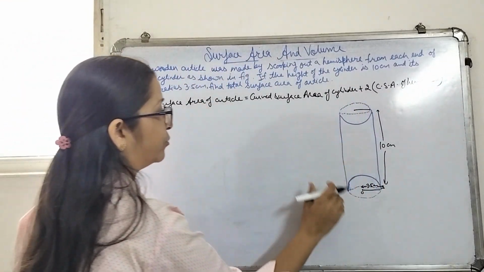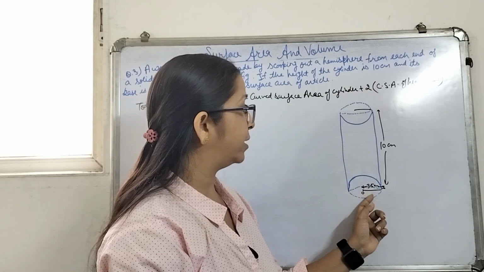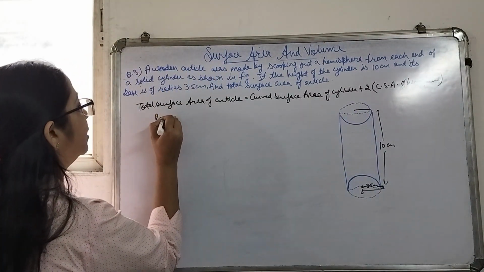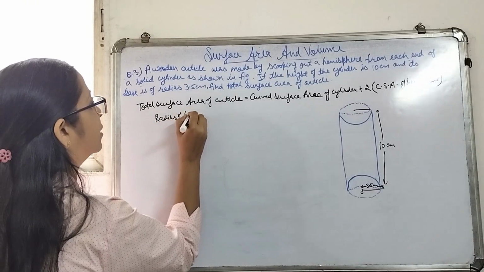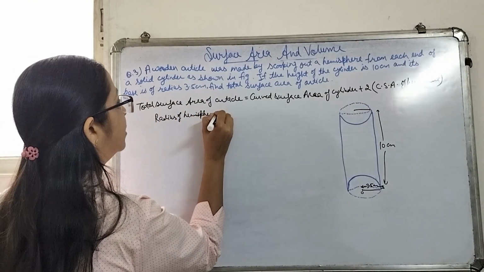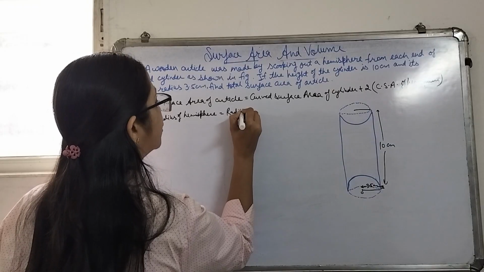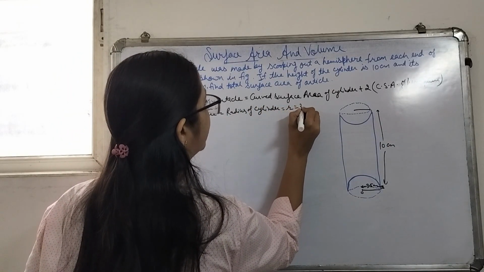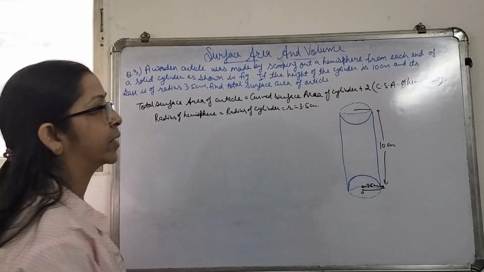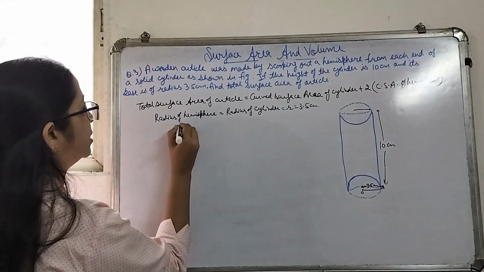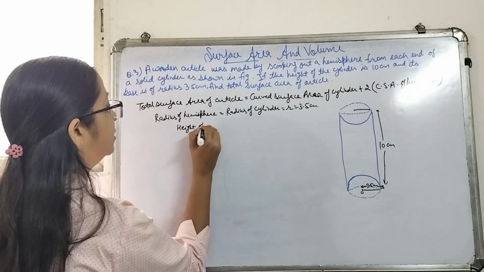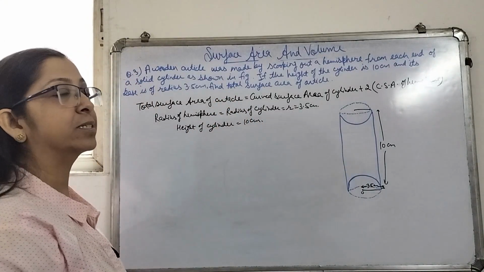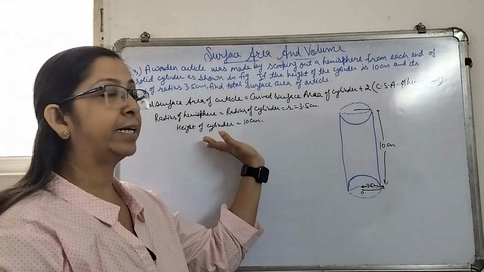Now we can see from the figure that the radius of the hemisphere and the radius of the cylinder are both the same. So the radius of the hemisphere is equal to the radius of the cylinder, that is r, and it is 3.5 centimeter. The height of the cylinder is given to us as 10 centimeter. Radius is given and height is given.